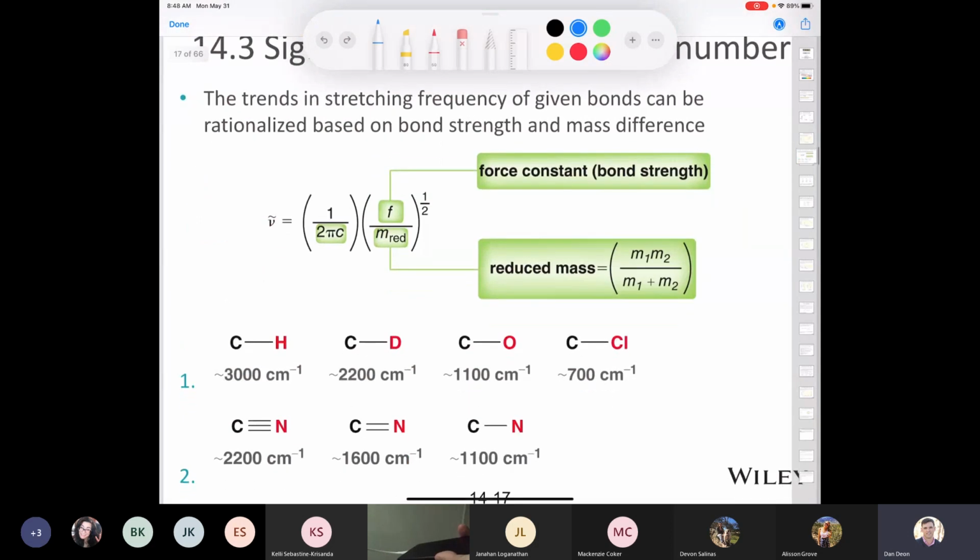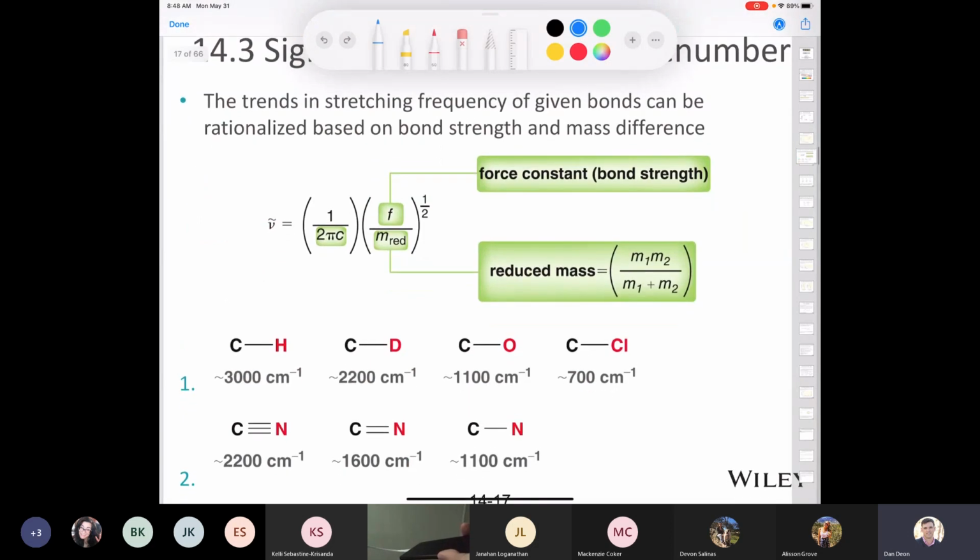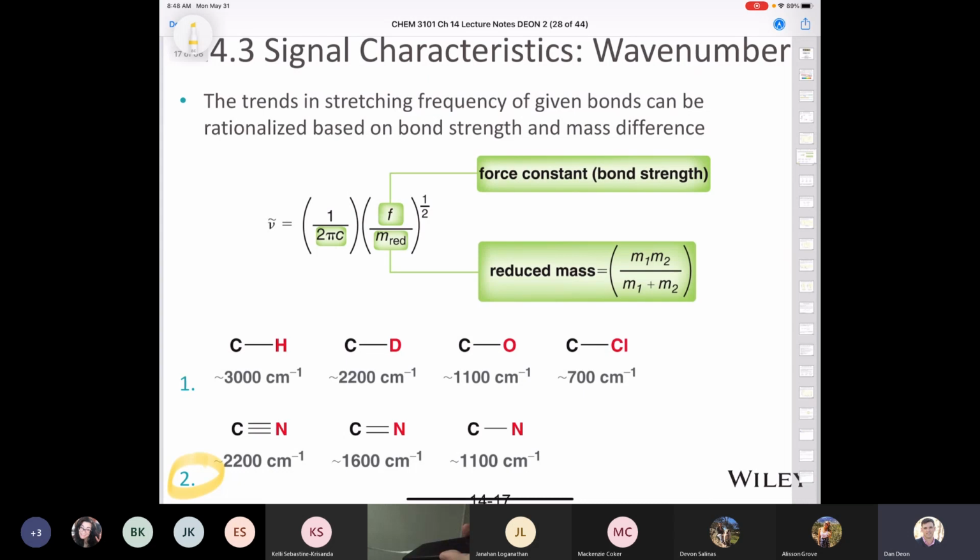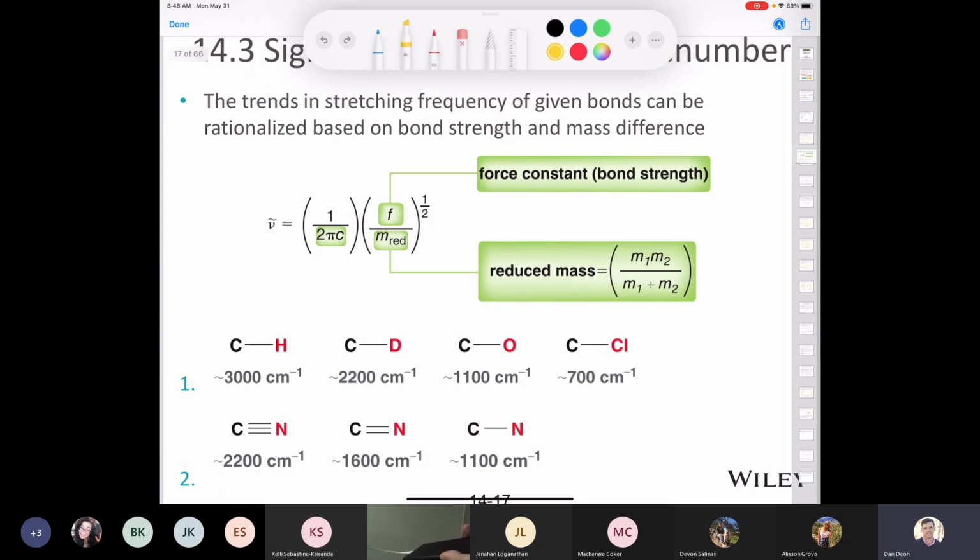So let's look at one more slide, which deals with bond strength and bond length. First, let's go in reverse order here. So down here, point 2, this deals with bond strength. You guys remember this from the first chapter. What did we say? As you go from a single to a double to a triple bond, what happens? They get stronger and stronger and stronger.